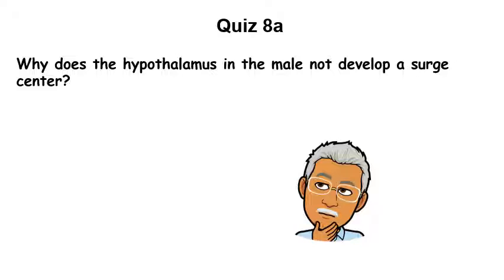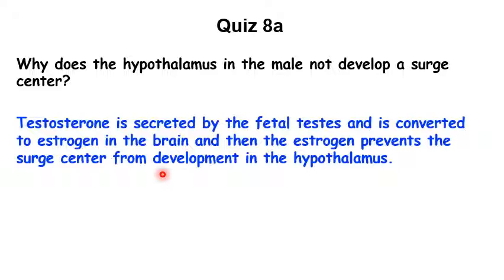For the quiz, why does the hypothalamus in the male not develop a surge center? The testosterone is secreted by the fetal testes. It is converted to estrogen in the brain, and then the estrogen prevents the surge center from developing in the hypothalamus.